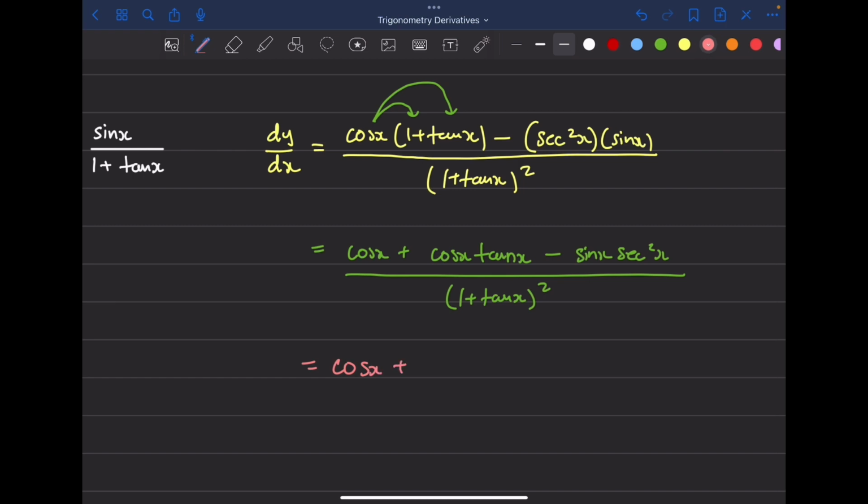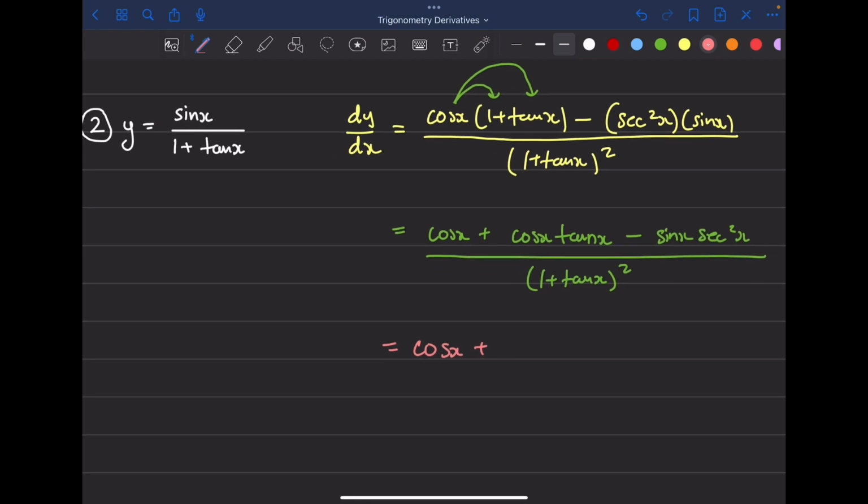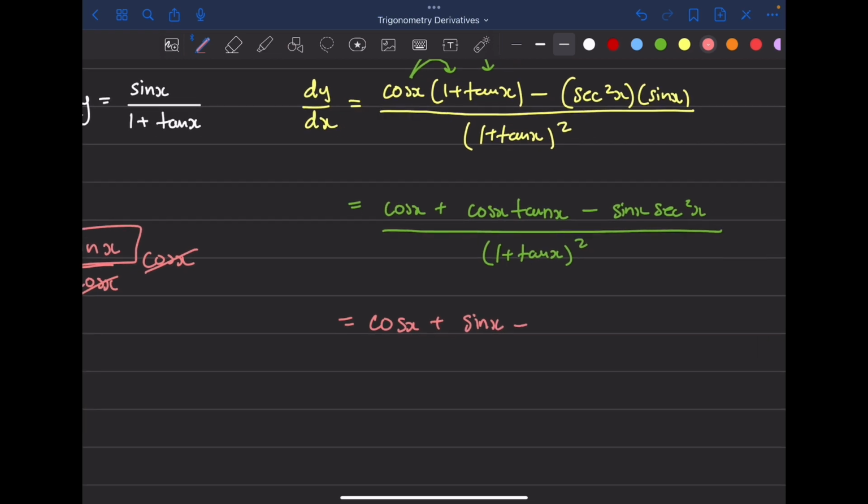And then plus cosine x times tan x is actually sine x. Because tangent of x, we know, is sine over cosine. So sine x over cos x is tan x. And then imagine multiplying this by cosine x as well. Cosine x. So these cancel, and all you are left with is a sine x. So plus sine x, and then last one stays the same. We can't really do anything to that. So minus sine x secant squared x all over 1 plus tangent of x all squared.